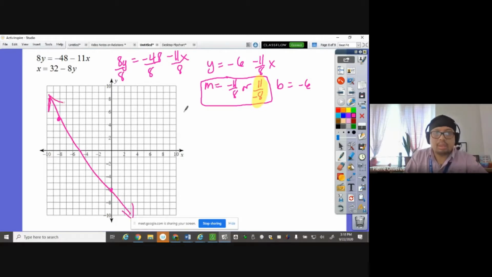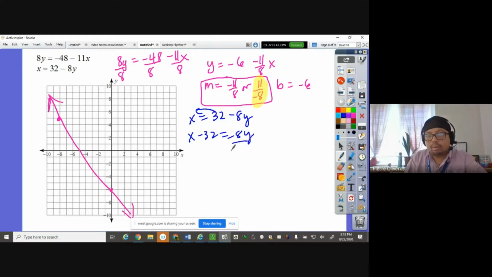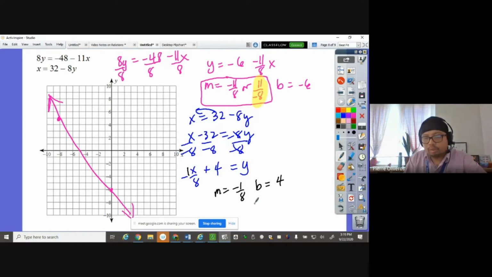There you have it. And then for the other equation, x equals 32 minus 8y. Again, we have to solve for the y here. So I'm going to move the 32 to the other side, make it x minus 32 equals negative 8y. I will divide everything by negative 8, negative 8. So therefore, y is equal to negative 32 divided by negative 8, which is positive 4. And this will be negative x over 8, wherein there's an invisible 1 right here. The slope here is negative 1 over 8. The y-intercept here is 4. Negative 1 over 8 could also be 1 over negative 8.